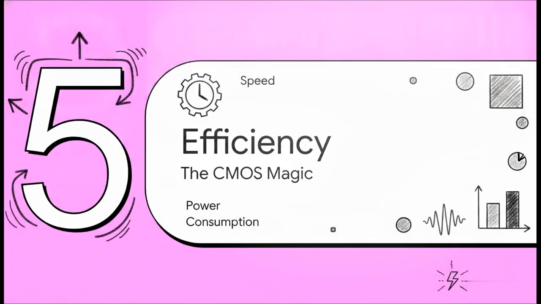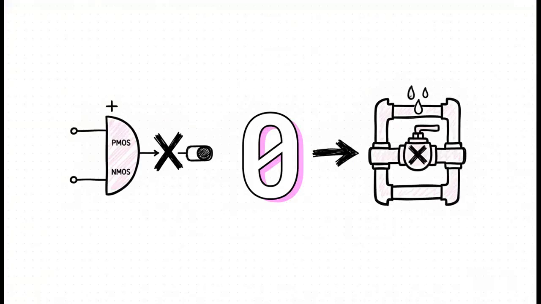Section 5. Power, Speed, and Efficiency. The CMOS Magic. The single most crucial number to remember for CMOS is 0. That is the exact amount of static power this inverter consumes when it's just sitting there, doing nothing but holding a 1 or a 0. Why is that? Because either the PMOS is on or the NMOS is on, but never, ever both. It's exactly like a plumbing system where one valve in a pipe is always firmly shut. Water simply can't flow through.